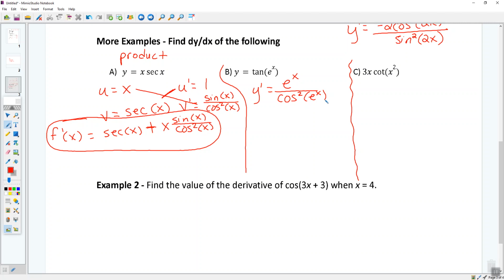Okay. You guys try the next one on your own, part C. Make sure I'm good. This would be a product rule mixed in with chain rule, isn't it? This one gets kind of messy.